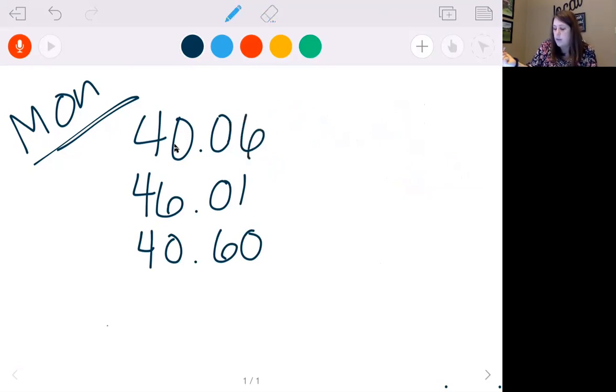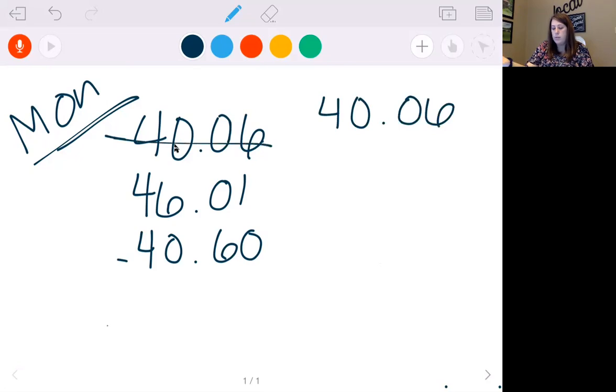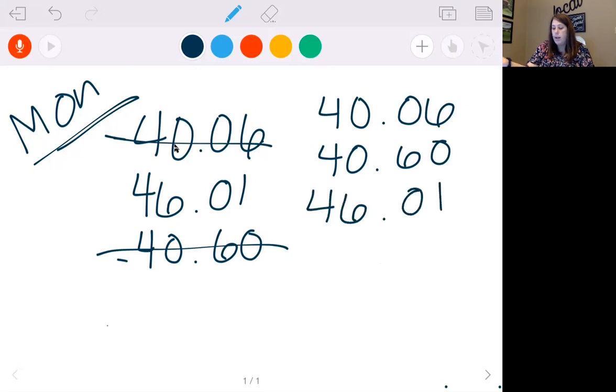Rewrite my 0 and 6. Okay, so now I have a 40, a 46, and a 40 in my whole number spot. If we're going least to greatest, I need to look at these two right here: 40 and 6 hundredths, or 40.6 tenths. They both have 2 places after the decimal, so I can look at 6 versus 60. I know that this 6 is going to be the smallest, so I would say 40 and 6 hundredths, cross that out. The next smallest has to be 40 and 60 hundredths, cross it out. The greatest has to be 46 and 1 hundredth.